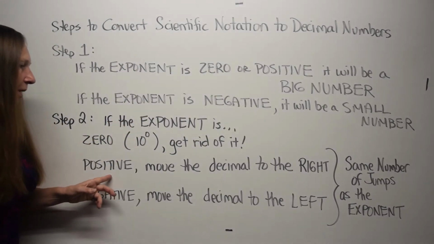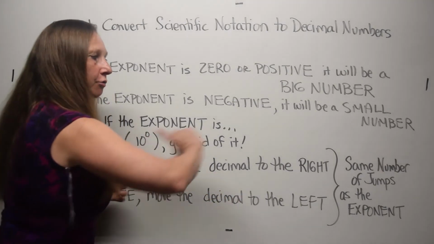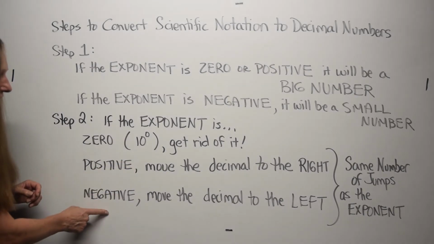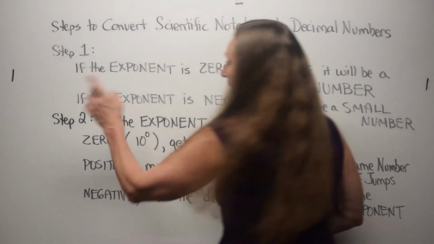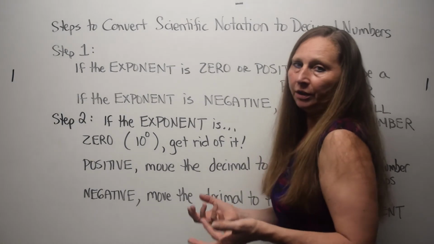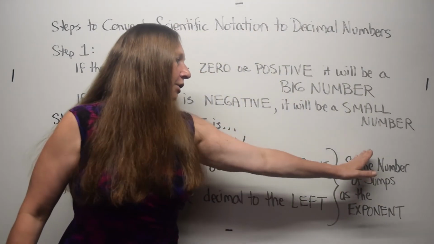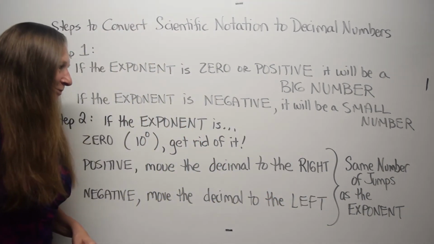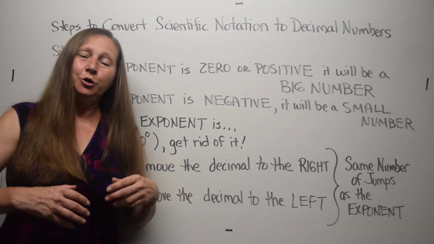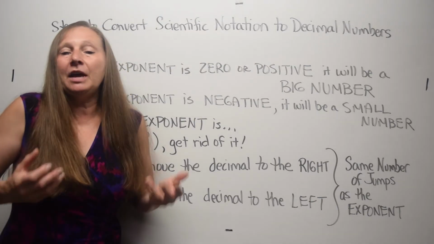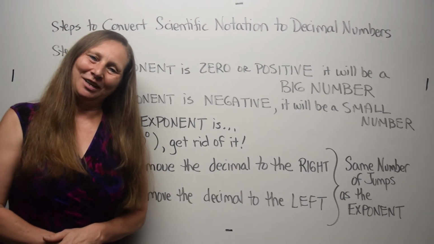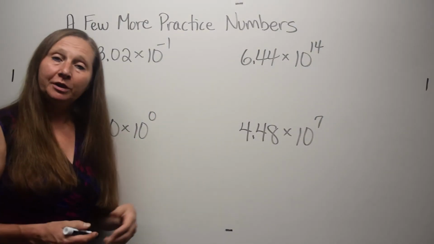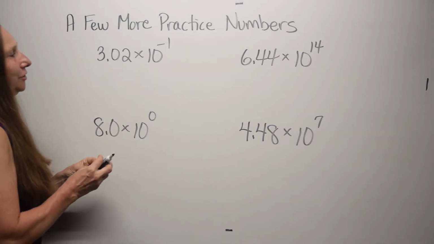If the exponent is positive, you're going to move the decimal to the right to make a big number. If the exponent is negative, you're going to move the decimal to the left to make a small number. And in both cases, you're moving the decimal the same number of jumps as the exponent. So again, you probably get this already, but if you ever get stuck, just look at these rules again. Let's practice the rules with these numbers, and then you can finish the rest on that page in the worksheet.